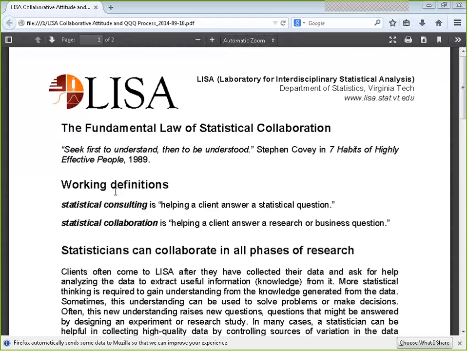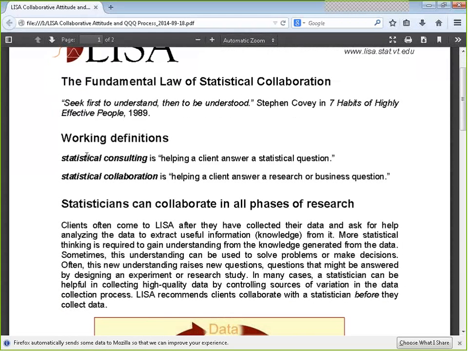So moving to working definition, I consider statistical consulting to be helping a client answer a statistical question, whereas statistical collaboration is helping a client answer a research or business question. And there's an important change in attitude where you're not thinking about what statistics question can I solve. You're listening for their research problem or their business problem, and then figuring out how to use statistics to solve that research or business problem.